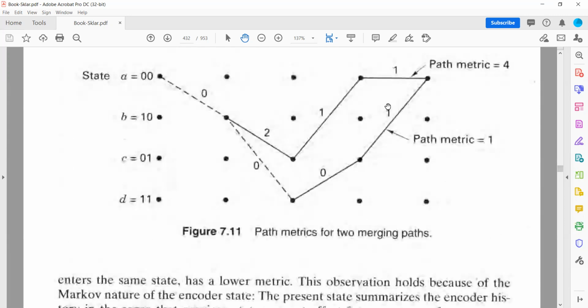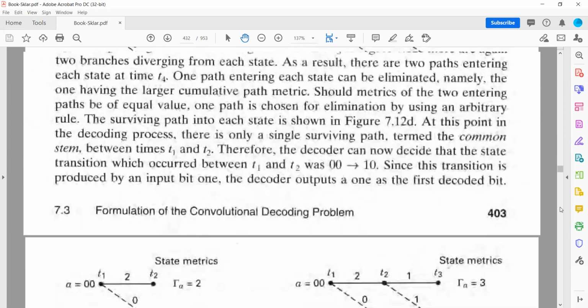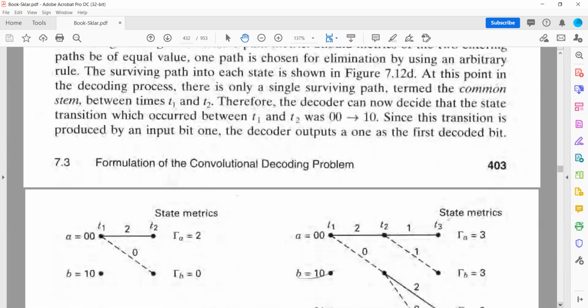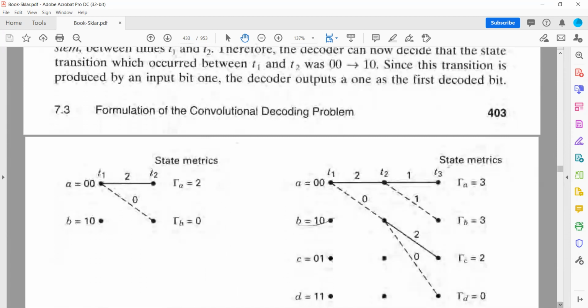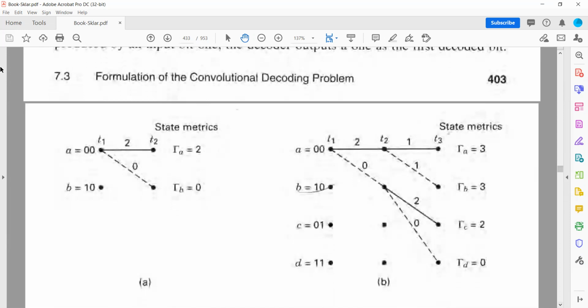Let's look at the final diagram. So this is the final diagram, right? We can use this as the explanation. So starting from the initial point, it is 0. One path branch metric is 2. The other branch metric is 0. We will write the state metric here. State metric is 2. State metric for this path is 0.